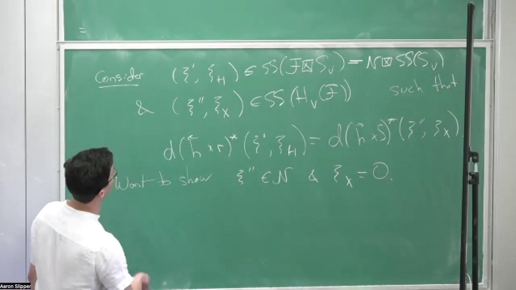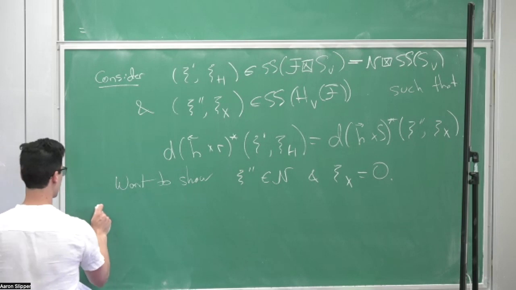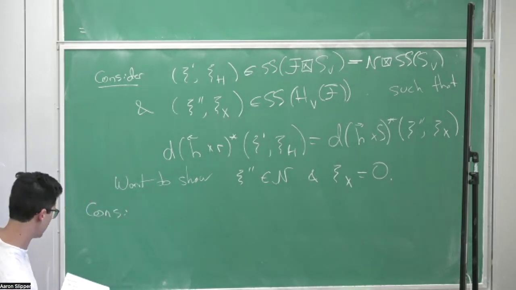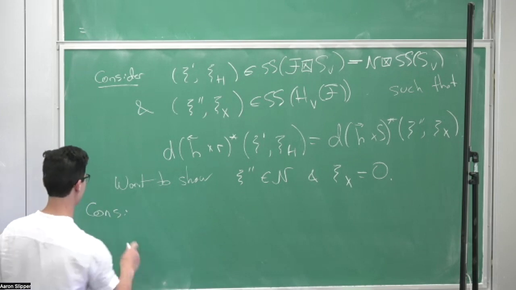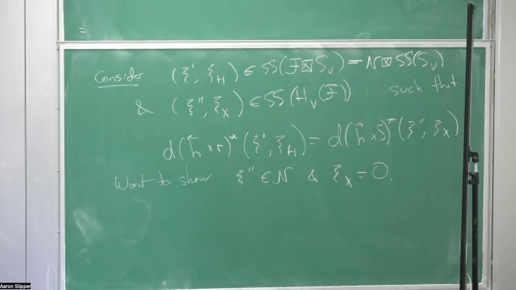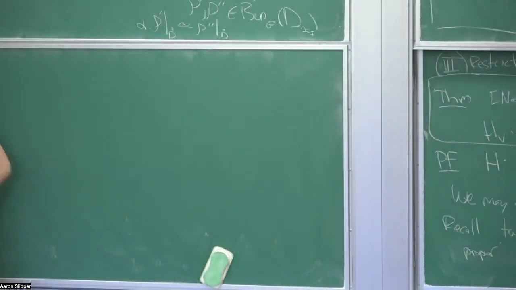So what we do is we take the fiber of this diagram over some point of X. So consider, I will need space, but let me actually use a new board. Sorry. Consider the fiber over X.